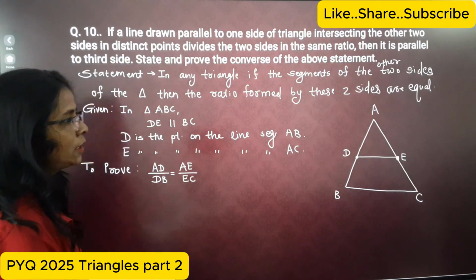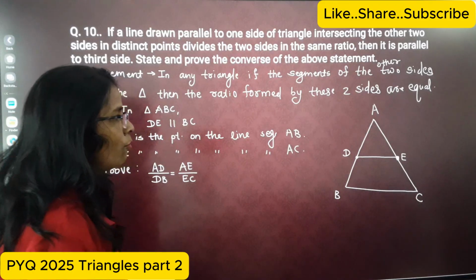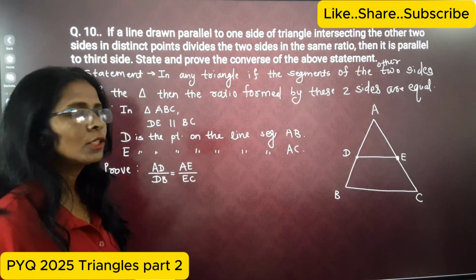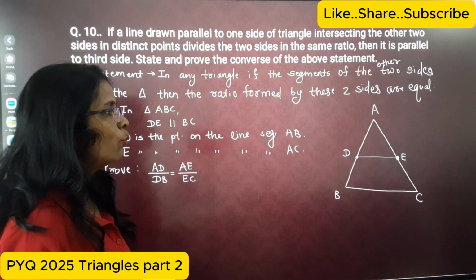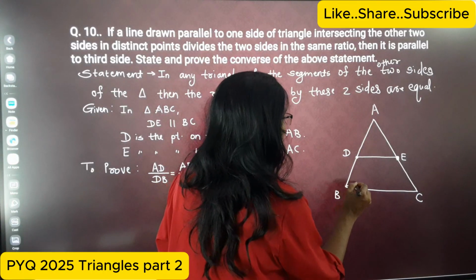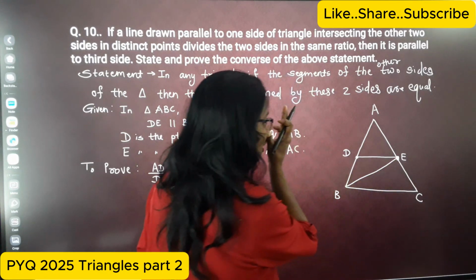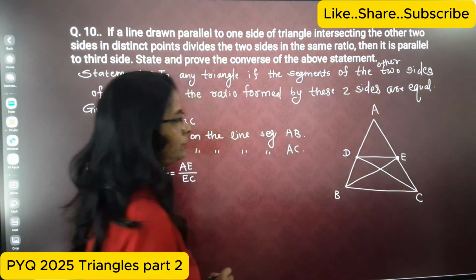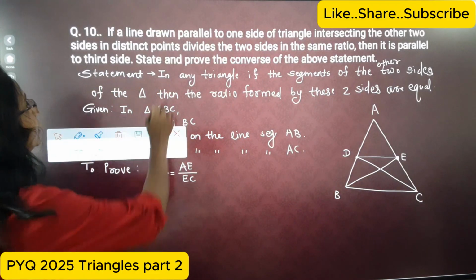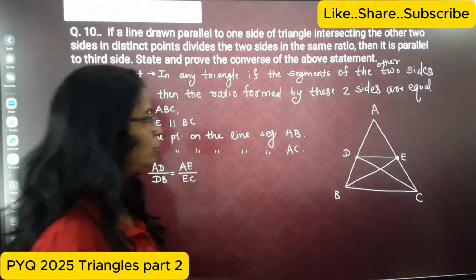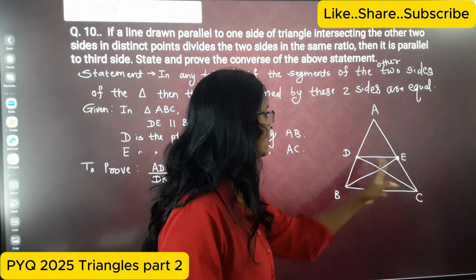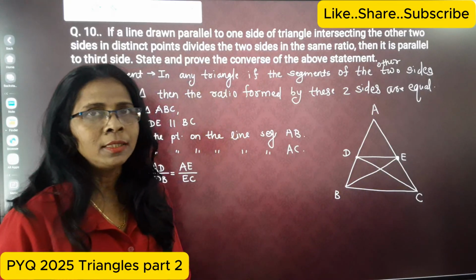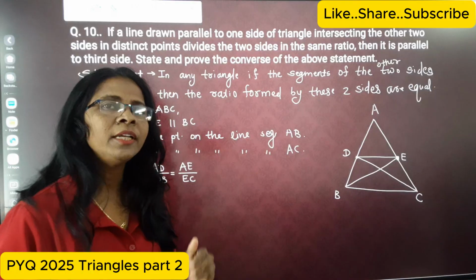Okay, so now here from the figure we cannot prove this. So there is a construction, and that construction is that we join the line segments BE and CD. Then we have the two triangles BDE and CDE, which have the same base but different heights.